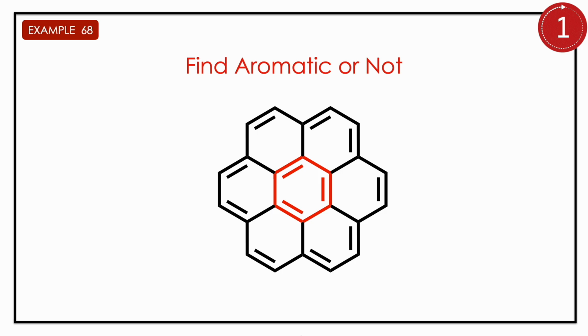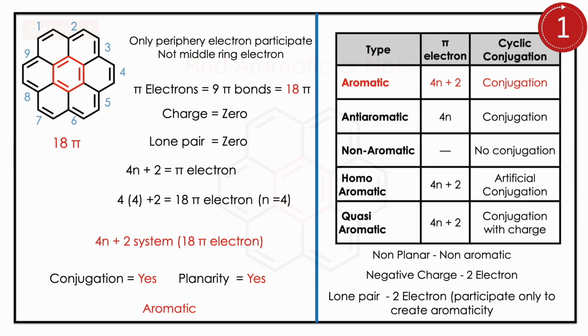Then the next example. You have a macrocyclic system. Basically, it's a continuous connecting hexagonal, benzene-like architecture. You should find whether the given compound is aromatic or not. For such a large system, you should count the pi bonds, but be careful that only the surface electrons participate, not the middle electrons. Since planarity is compromised in the middle, only surface or periphery electrons are counted.